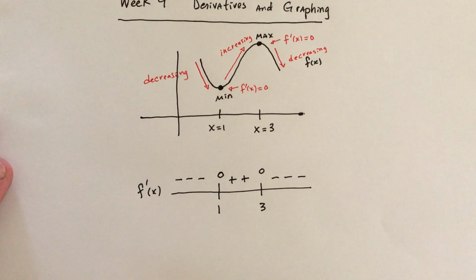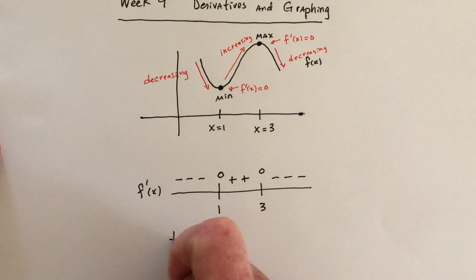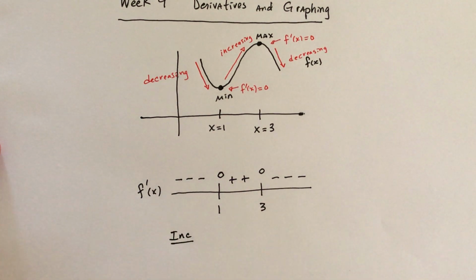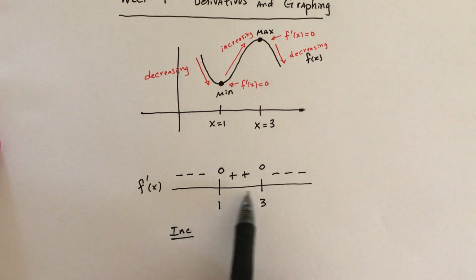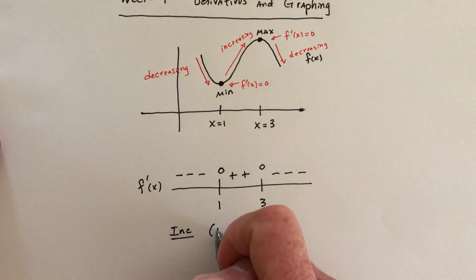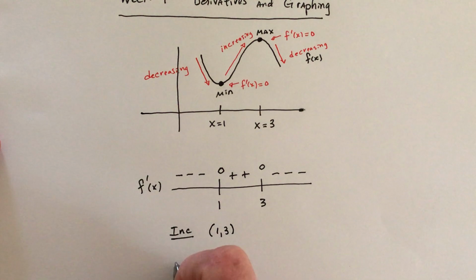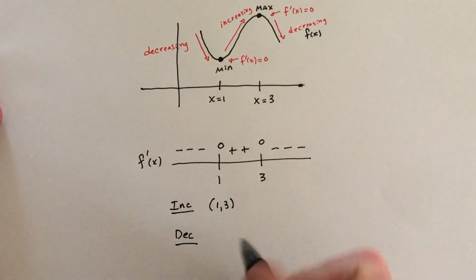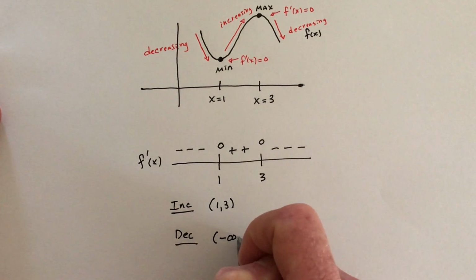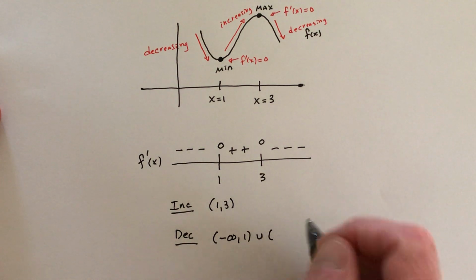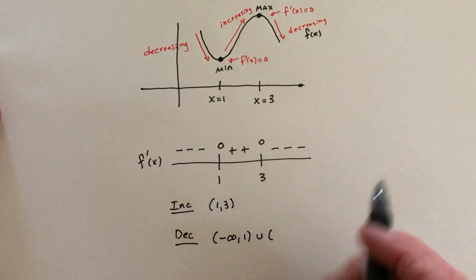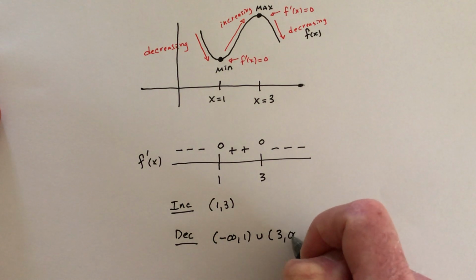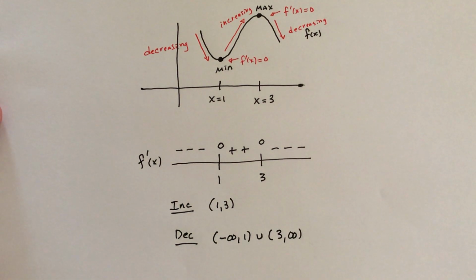So then when I finally write my answer and I ask you where is it increasing and decreasing, then you could write, so for increasing, and you could abbreviate it if you want, that would be between 1 and 3. And where is it decreasing? Well, that's over here on the left from negative infinity to 1, union, the right side, from 3 to positive infinity. So that's the increasing and decreasing.